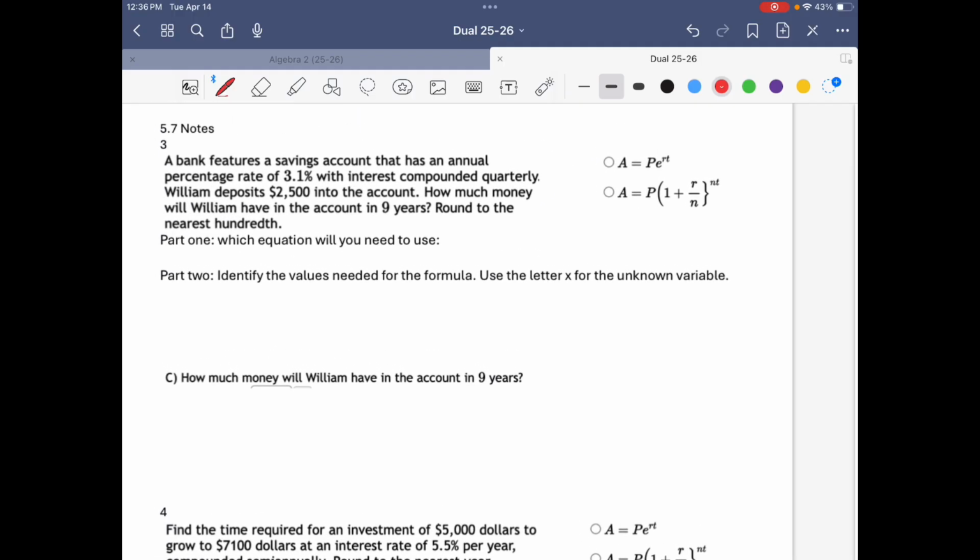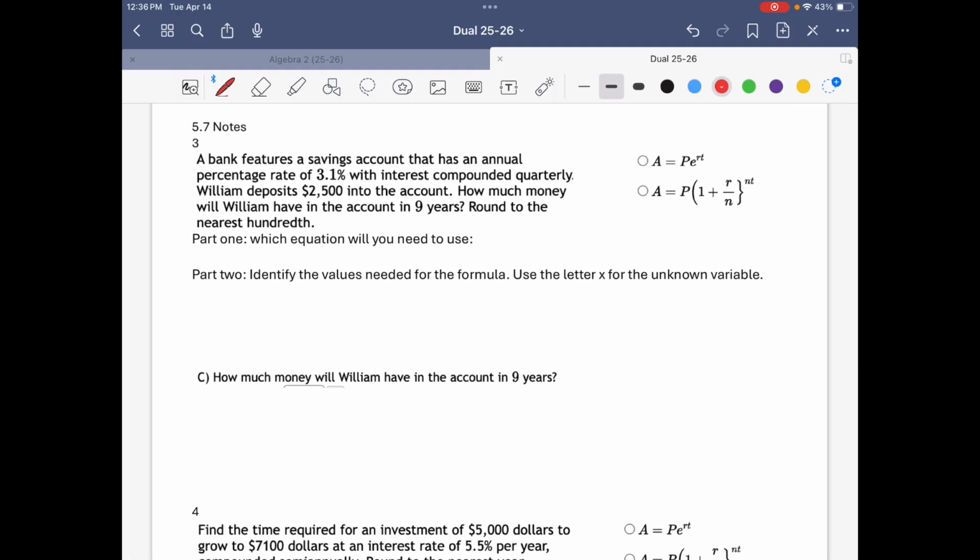Number 3. A bank features a savings account that has an annual percentage rate of 3.1%, so that's our interest rate. Compounded quarterly, so here we go, compounded quarterly. Quarterly means you'll be using the second formula.